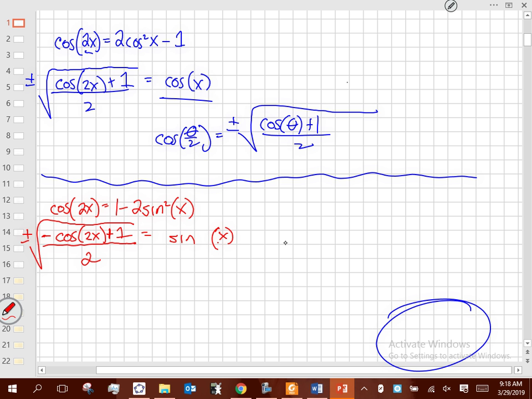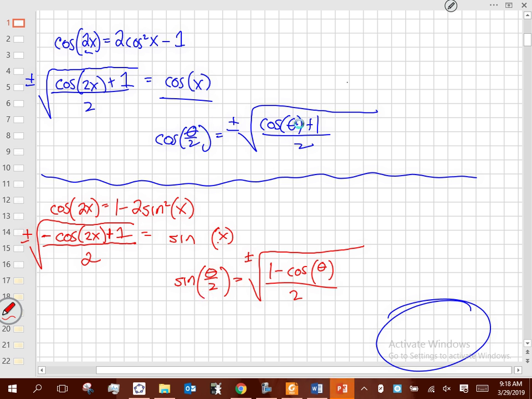Okay? Now most of the time what they'll do is say, okay, let's say x is theta over 2. And then we go plus or minus here. It's going to be 1 minus cosine of theta, and that whole thing over 2. Is that all right? There's your cosine half angle, sine half angle.